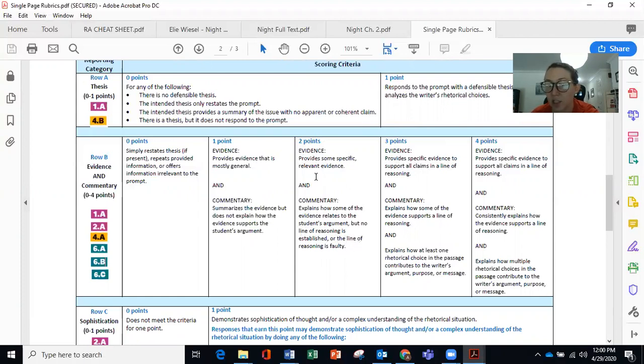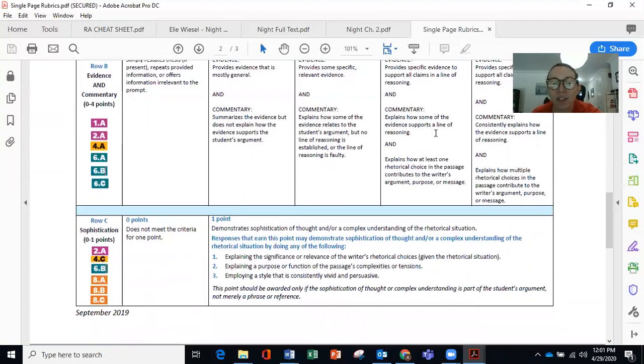If you got a 2 in evidence and commentary, to get a 3 or higher, you need to explain how the evidence supports a line of reasoning, just some, not even all of it, and explain how at least one rhetorical choice in the passage contributes to the writer's argument, purpose, or message. That's why I say you need to circle back to the writer's purpose at the end of every body paragraph. Fully connect whatever choice or strategy you were discussing with whatever Barry's purpose was. So we are shooting for a 3 minimum, 4 maximum in evidence and commentary. All right. Moving down to sophistication.